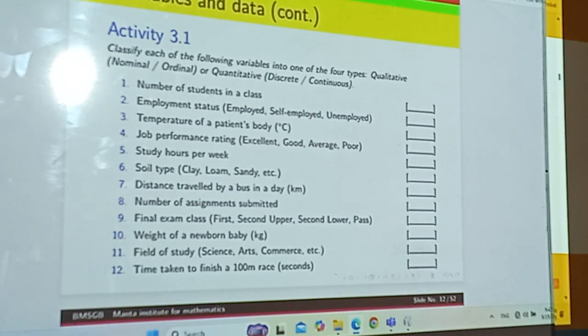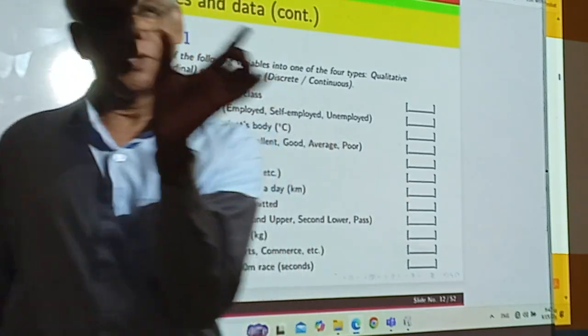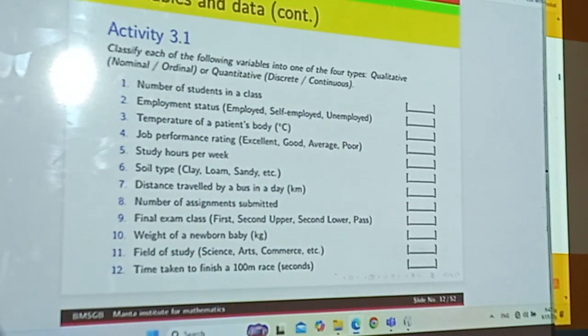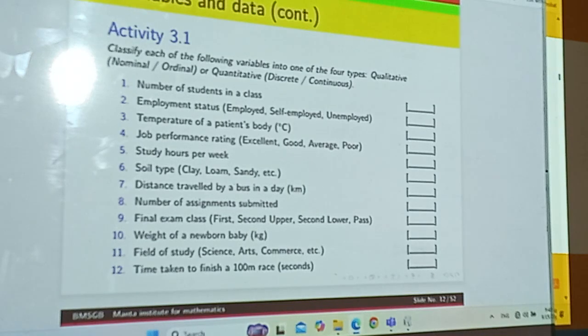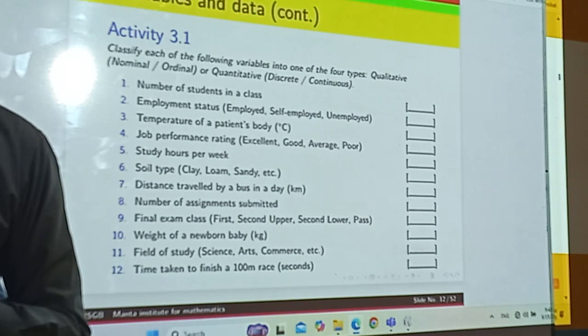Temperature of a patient's body measured in centigrade. Quantitative, continuous, because temperature can be any value, even though we record it at a certain accuracy. Job performance rating: excellent, good, average, poor. Qualitative, ordinal. Study hours per week. Quantitative, continuous.